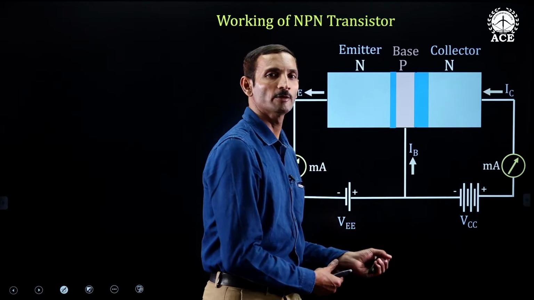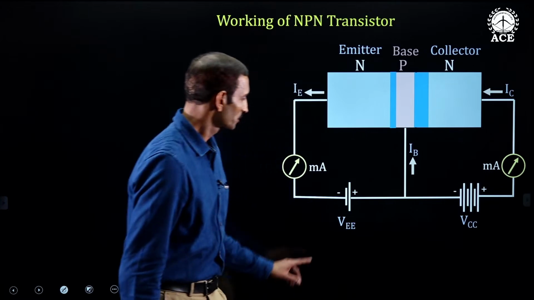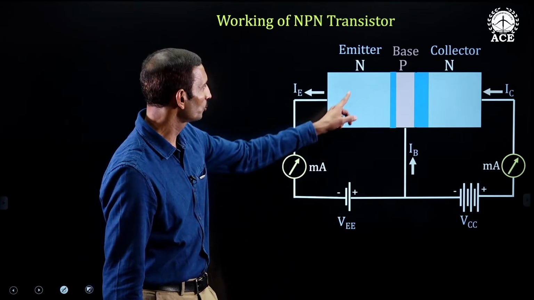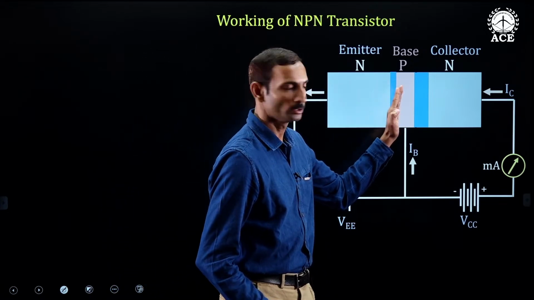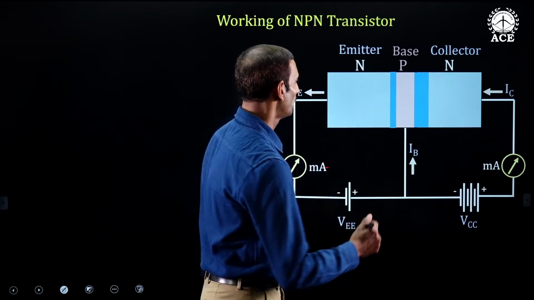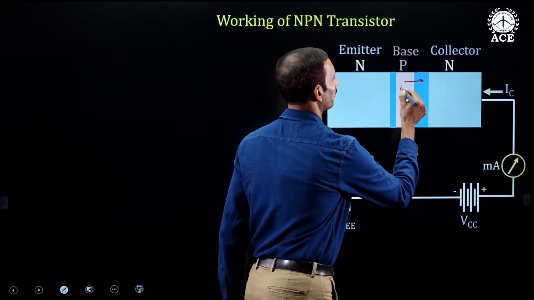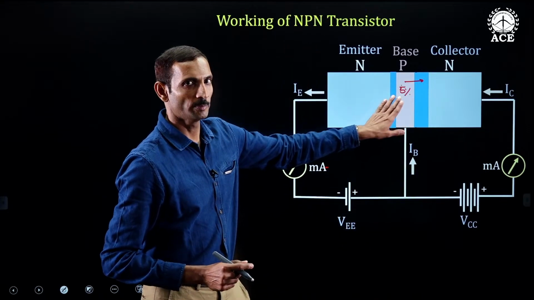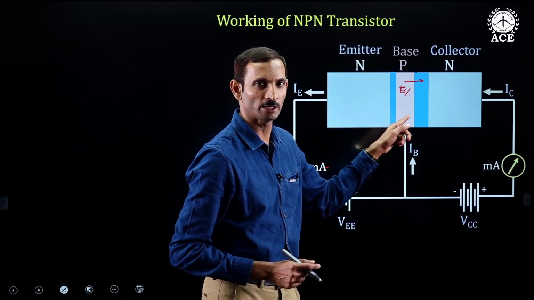Now I would be explaining the working of this transistor. Since the forward bias is applied to the emitter base junction, the electrons would move into the base region through this junction, which is very much thinner because of the forward bias. 95% of the electrons would travel through this one. Only 5% of electrons would either combine with the holes or stay in the region.